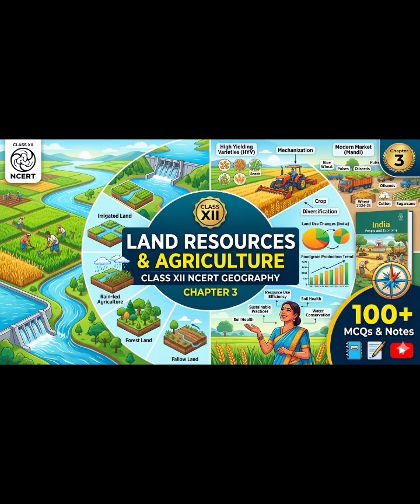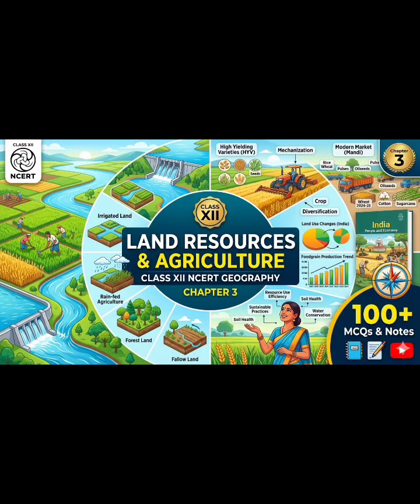Point number 6, cultivable wasteland. Any land which is left fallow or uncultivated for more than 5 years is included in this category. It can be brought under cultivation after improving it through reclamation practices.